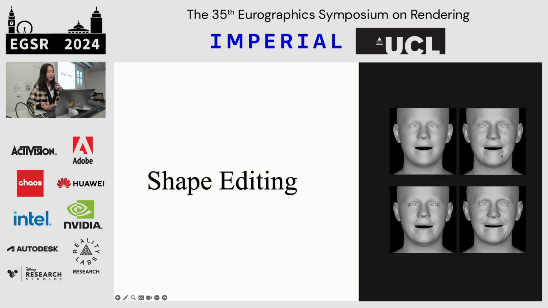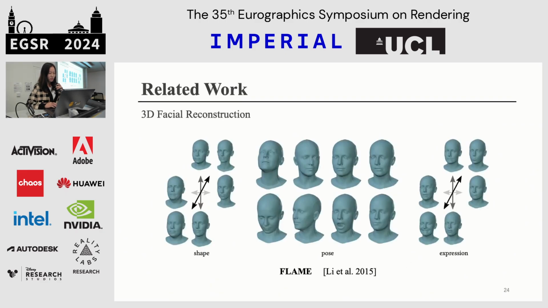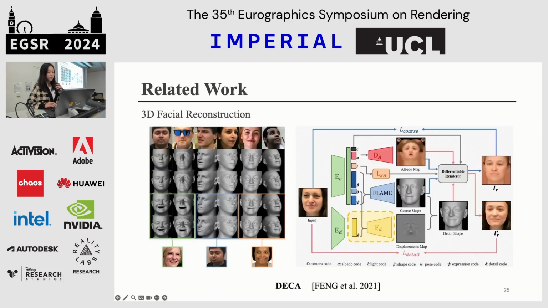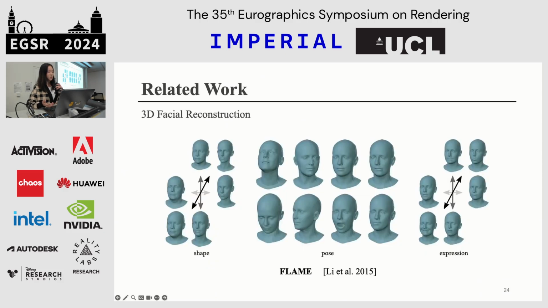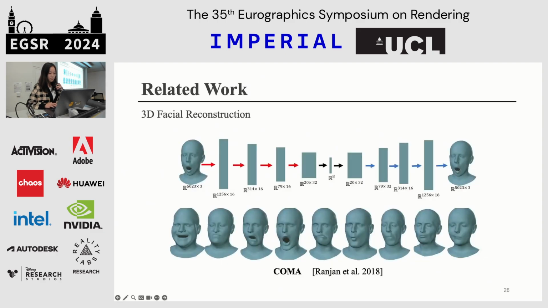After we edited appearance, we also want to edit shape. The first part is called shape reconstruction. There are many excellent 3D face reconstruction methods. Some are statistical models such as FLAME. Most related to our work, DECA presents a method to reconstruct a detailed 3D face model from a single in-the-wild image. They first train an encoder to predict some parameters and adapt to FLAME to reconstruct high-quality coarse shapes. Then they design a network to predict the displacement map to obtain the detailed shape.